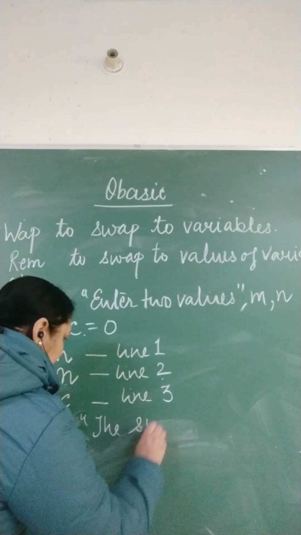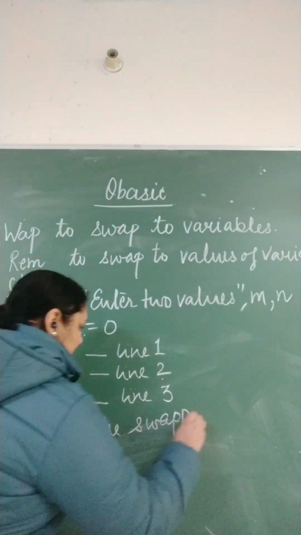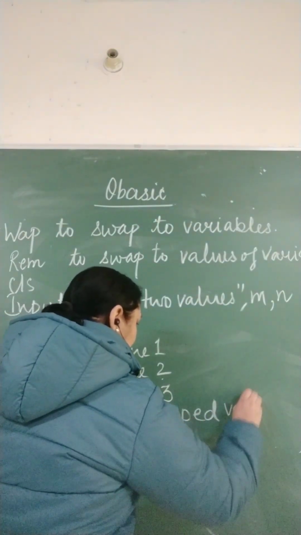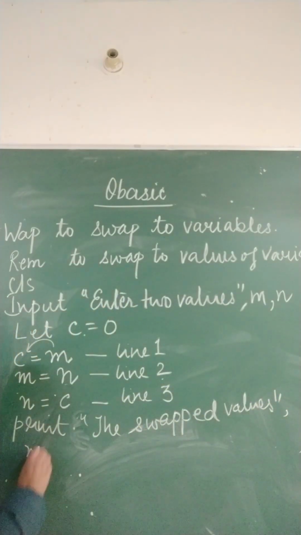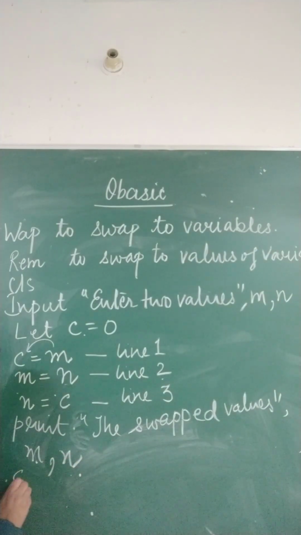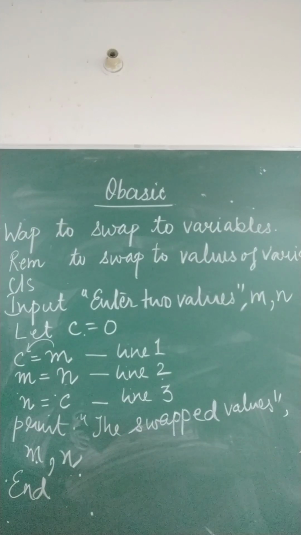Print swap values m, n. Once you are going to print the values, you will be able to see that the values are swapped. Means the value of m is going to replace the value of n, whereas n is going to have the value of m.